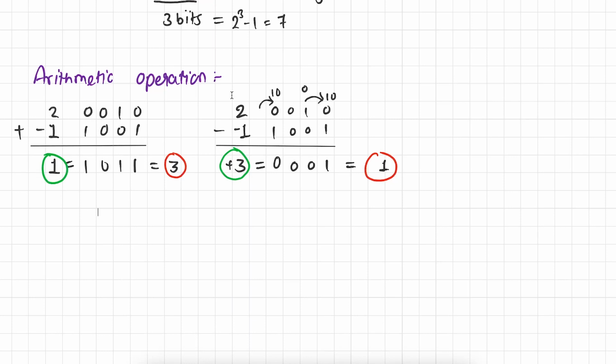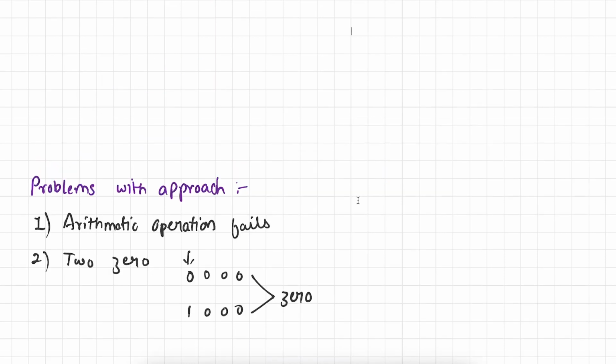In case of subtraction also, we get a wrong result. We are expecting 2 minus -1 to be equal to 3, but we are getting 1. So our algorithm is not working here after using this approach of setting the most significant bit as the sign bit. So this approach has 2 major problems. One problem is our arithmetic operation fails here and it is not going to work here at all.